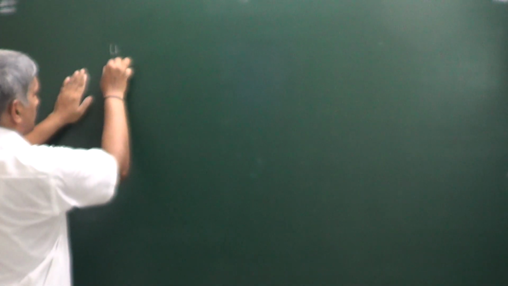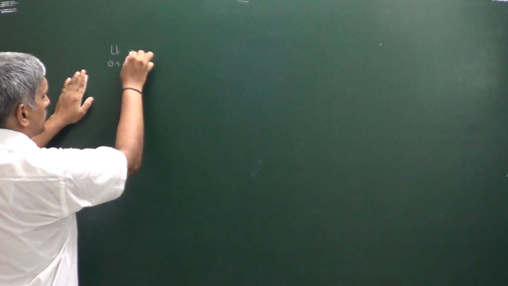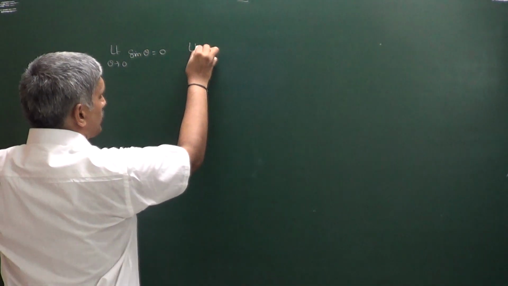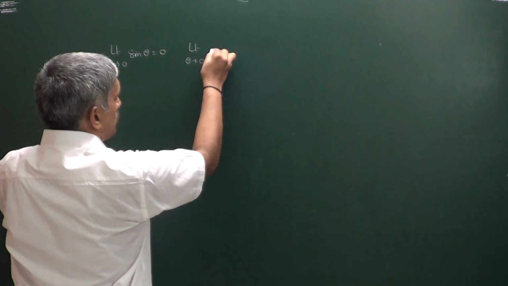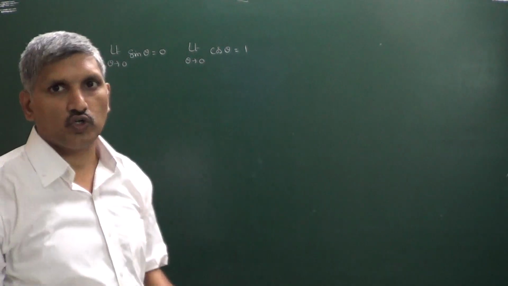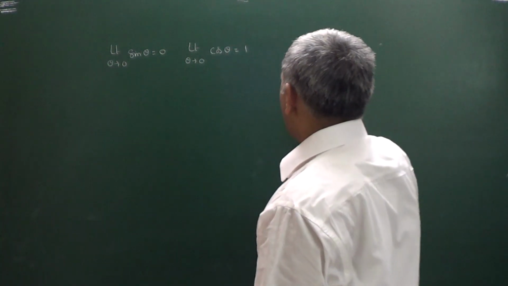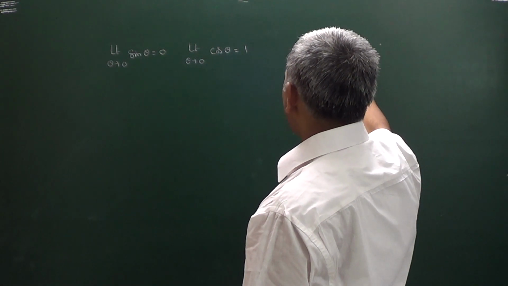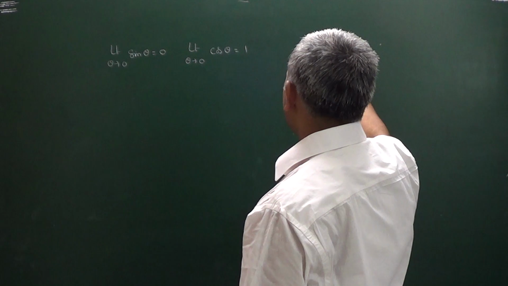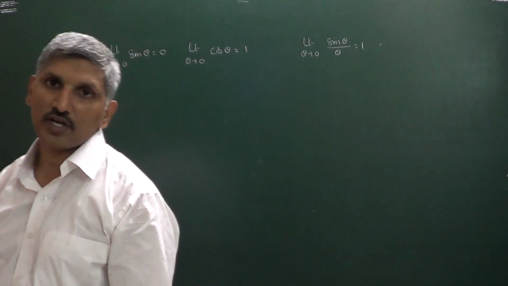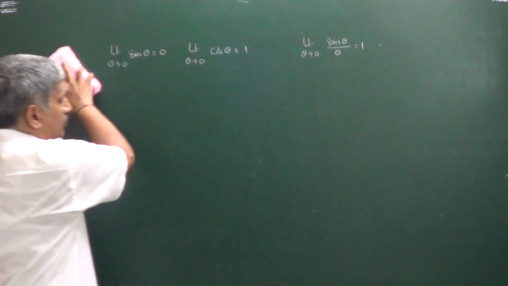So next, I hope you know limit theta tends to 0, sin theta is 0, and at the same time limit theta tends to 0, cos theta is equal to 1, by direct limit substitution, since cos 0 is equal to 1. But now tell me, limit theta tends to 0 of sin theta by theta. It is a very important result: sin theta by theta is equal to 1. I am going to prove that with the help of the sandwich theorem.